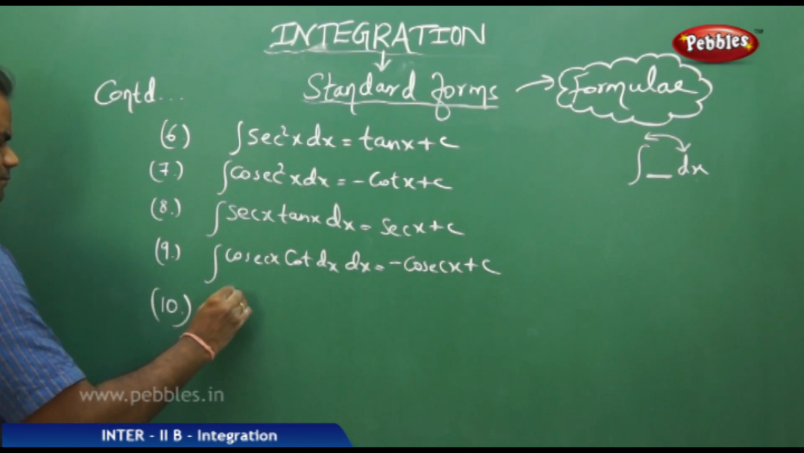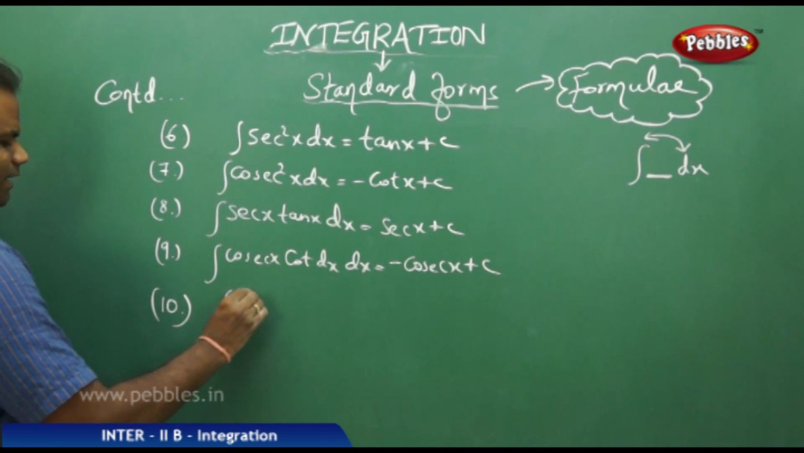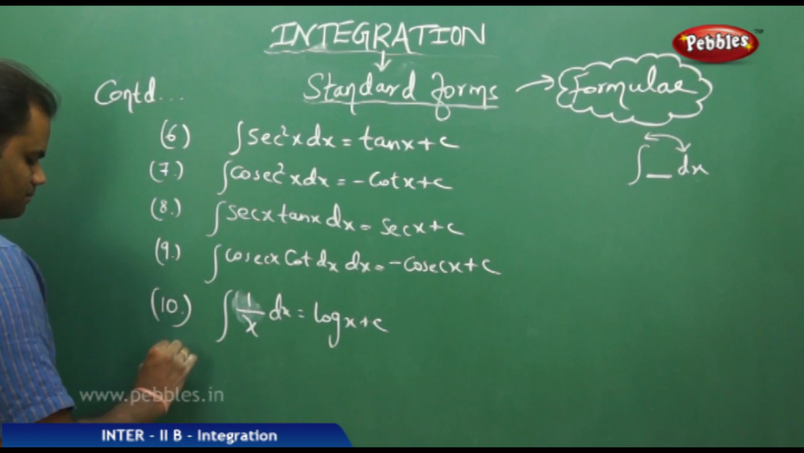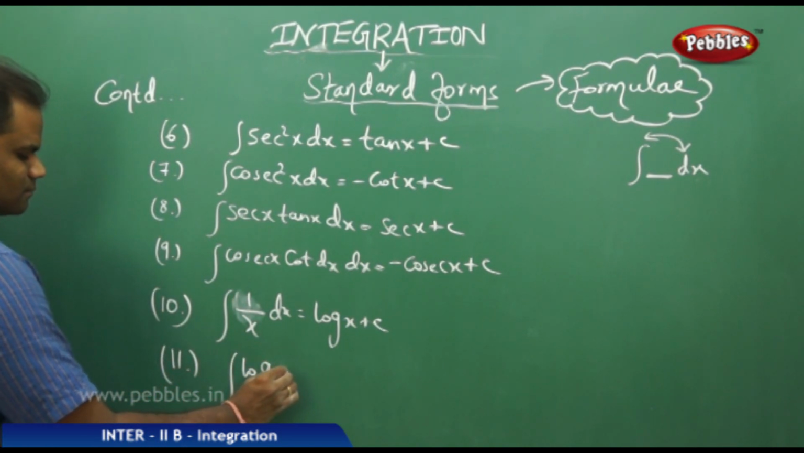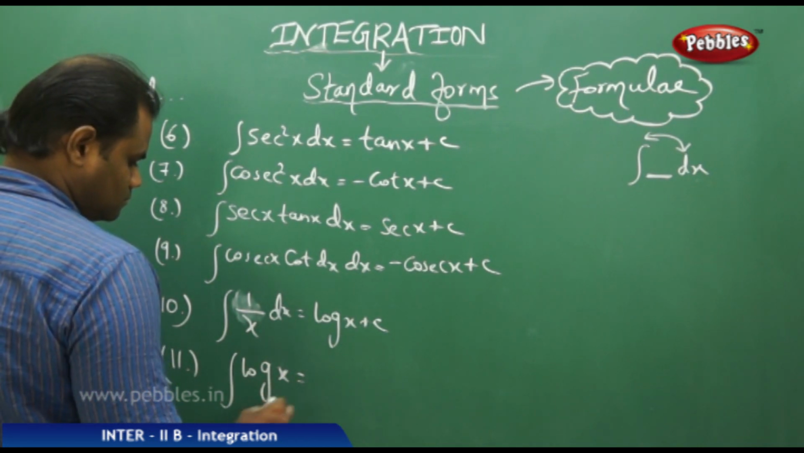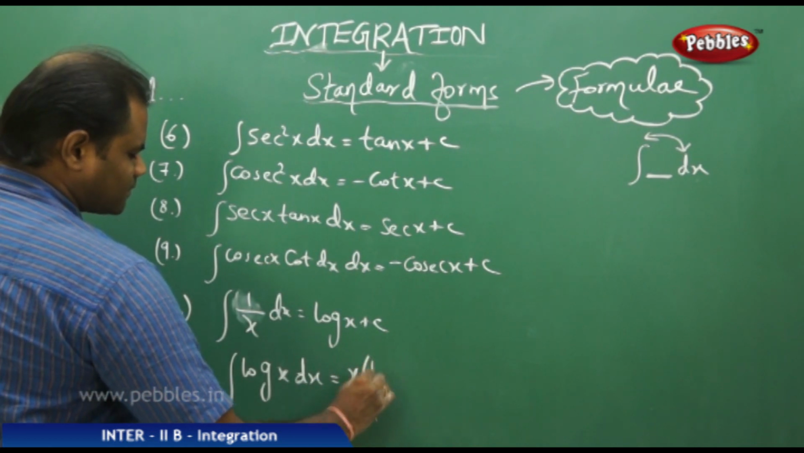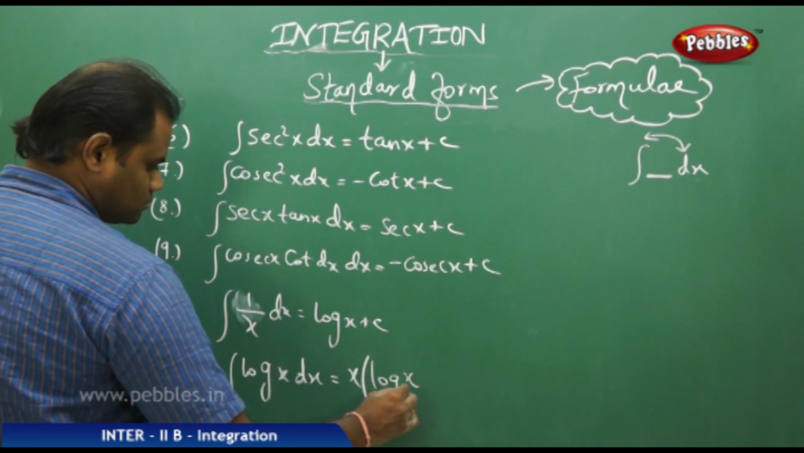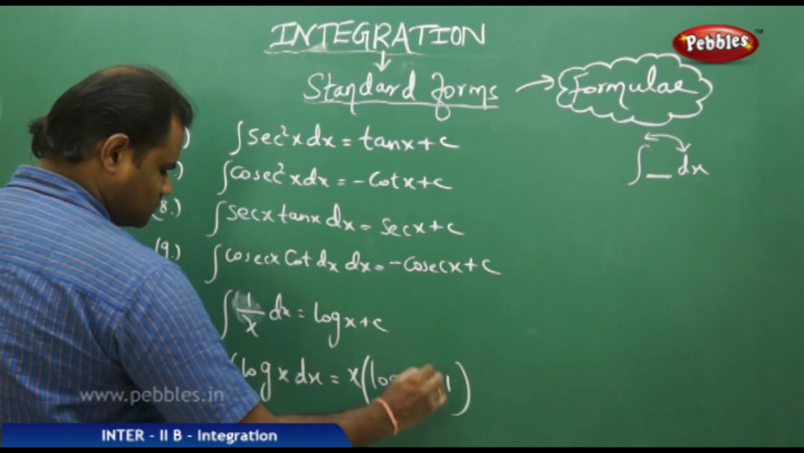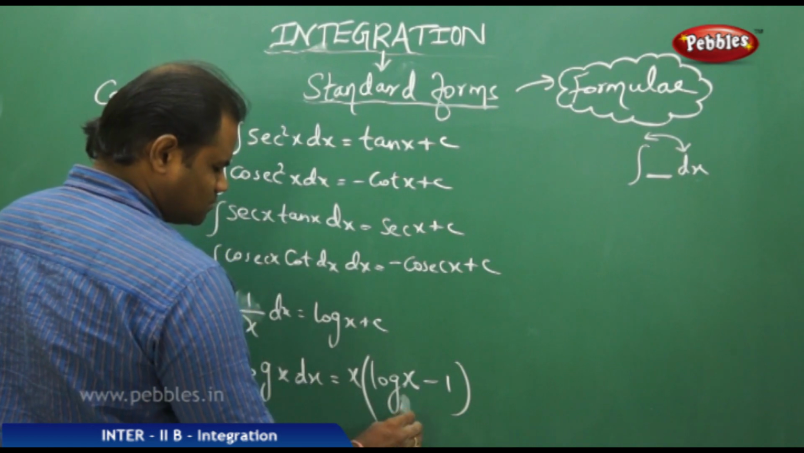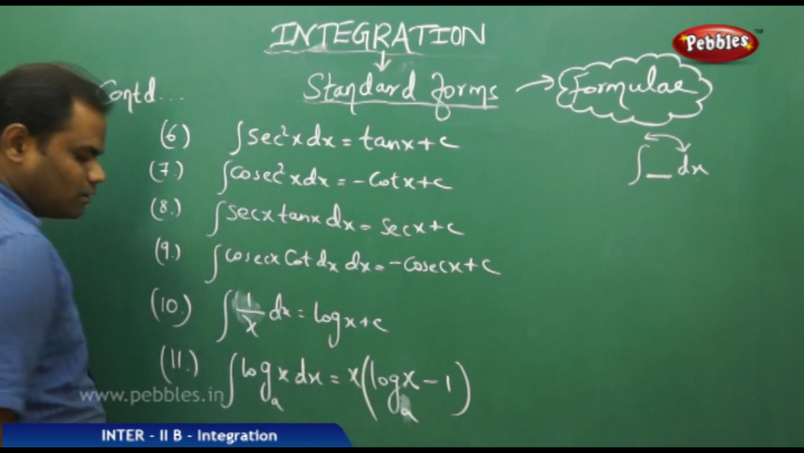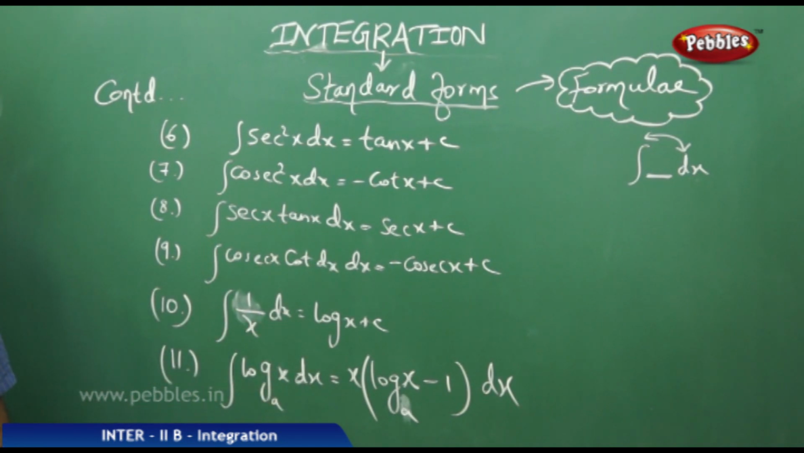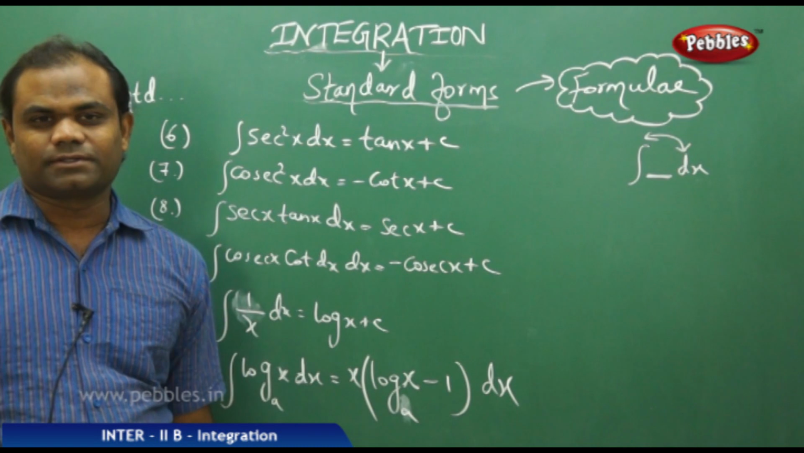And then I have integral 1 by x, which is taken as log x plus c, and integral log x, if this is assumed with base a, integral log x is x into log x minus 1 of dx, is how we get the list of formulae connected with the standard functions.